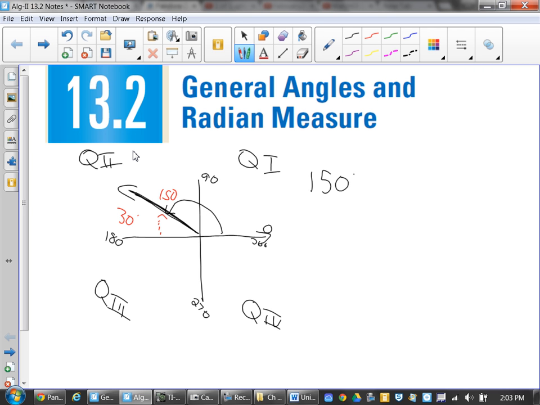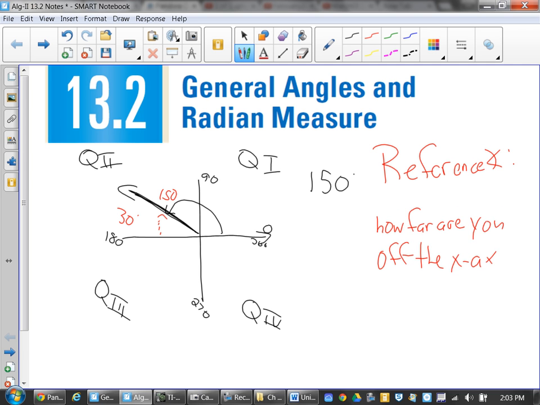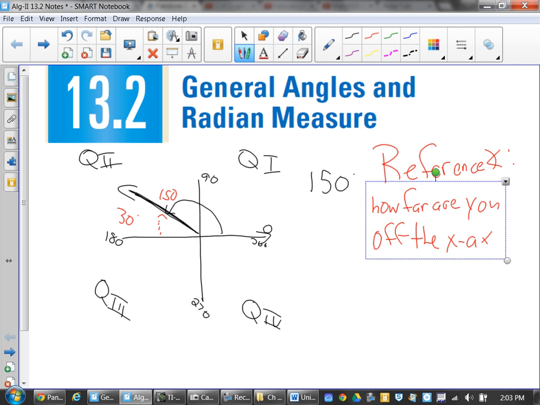Okay? It has a 30-degree reference angle. The reference angle, just for a quick note here, and we kind of defined it before, is how far you are off the x-axis. Your reference angles are always going to be positive acute angles. Always.